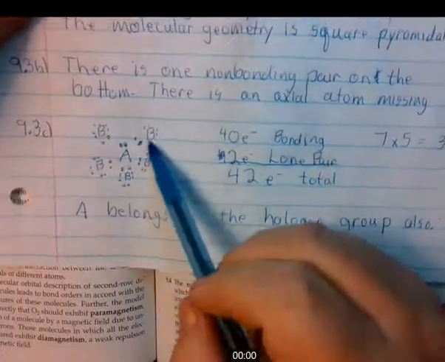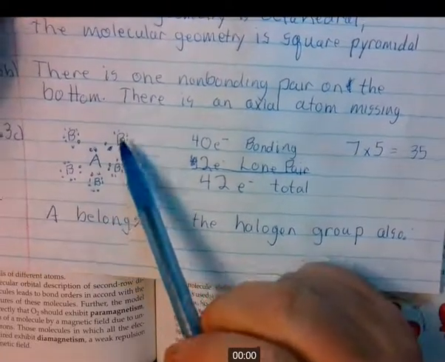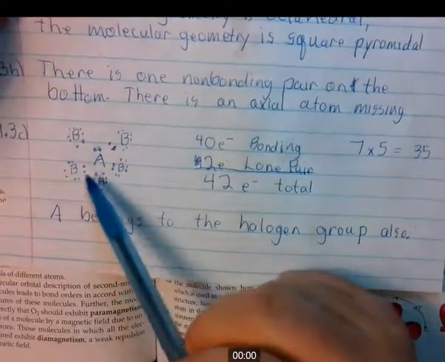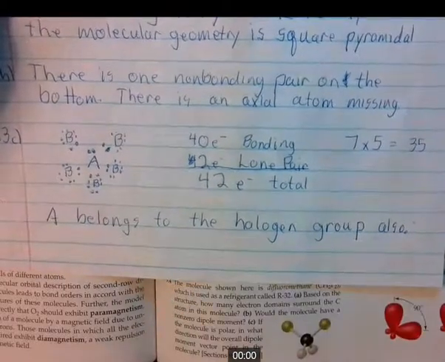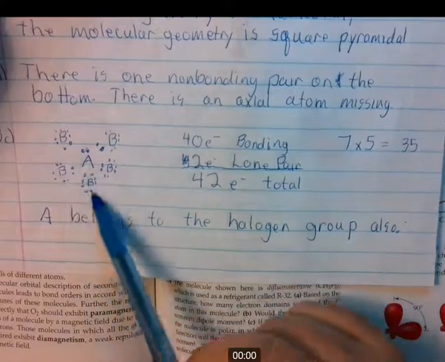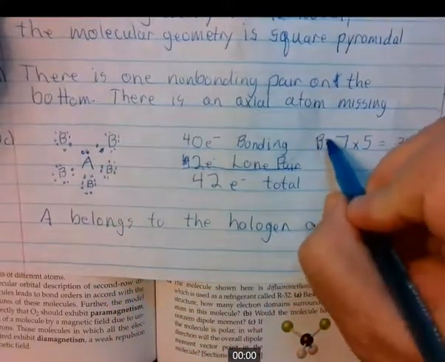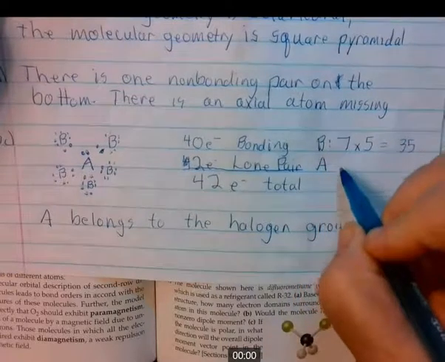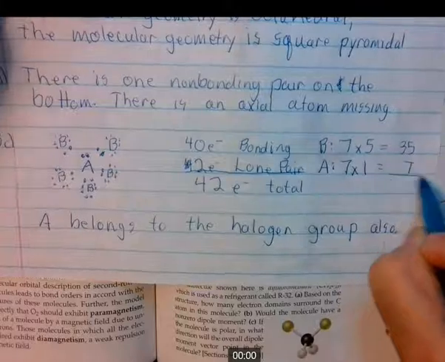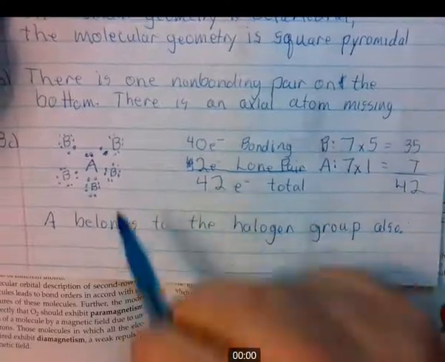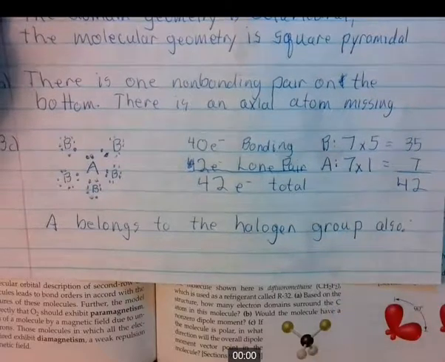Okay, we said we had 5 bonds plus 1 lone pair. The 5 bonds are each going to have an octet around them. That's a total of 40. The lone pair adds 2 more, that's 42. We know that the B's brought in 35 electrons. That means the A had to bring in 7 times 1 equals 7 to add up to the 42 electrons in that bond. So if A brought in 7, then it also has to be a halogen.